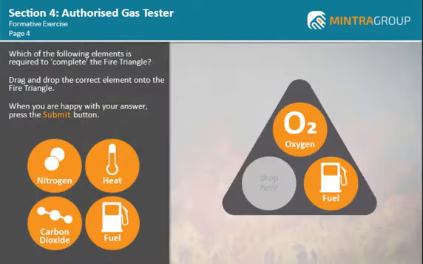Let's try an exercise to test your understanding of the fire triangle. Three elements are required for a fire to start. Which of the following elements is required to complete the fire triangle? Drag and drop the correct element onto the fire triangle. When you're happy with your answer, press the Submit button.